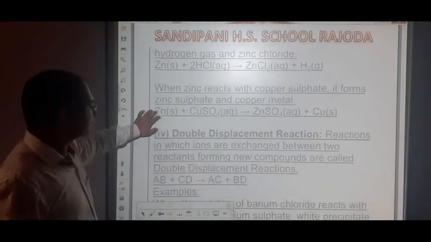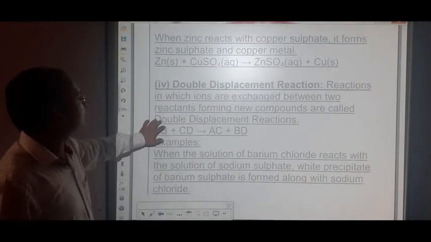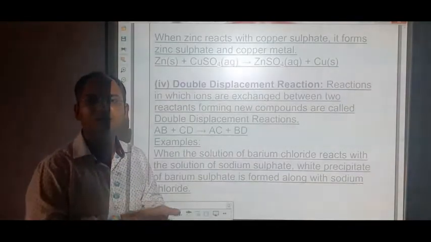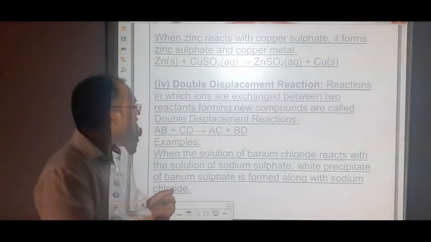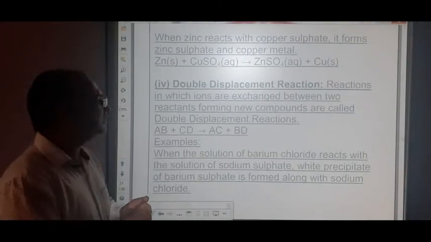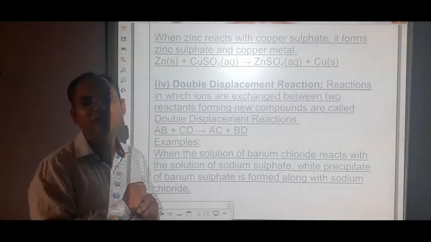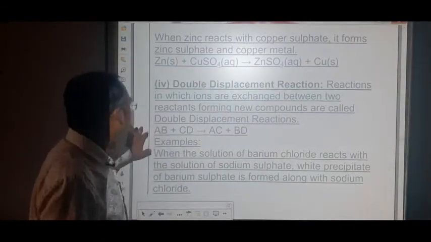displacement reaction. We have also seen double displacement reaction, a type of displacement reaction. In double displacement reaction, there is only an exchange of ions between the reactants. Here you can see the example.